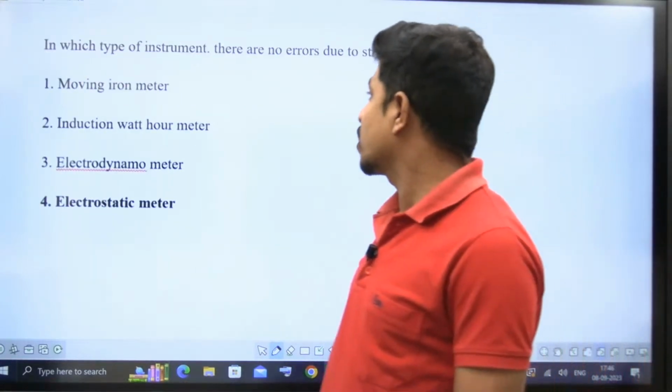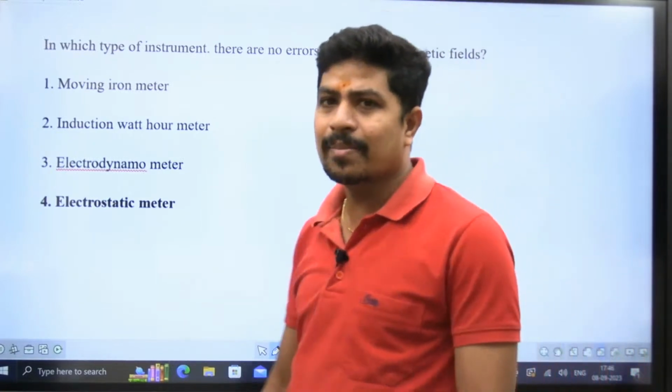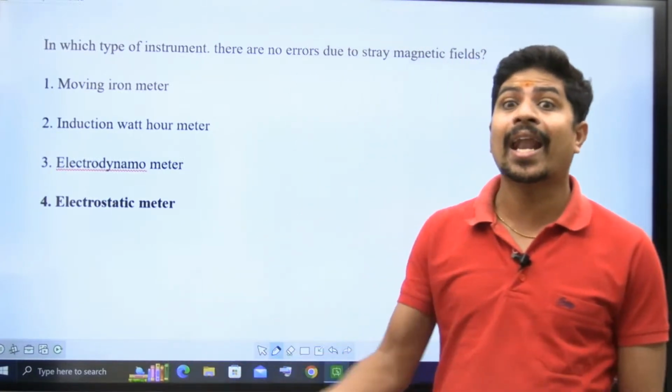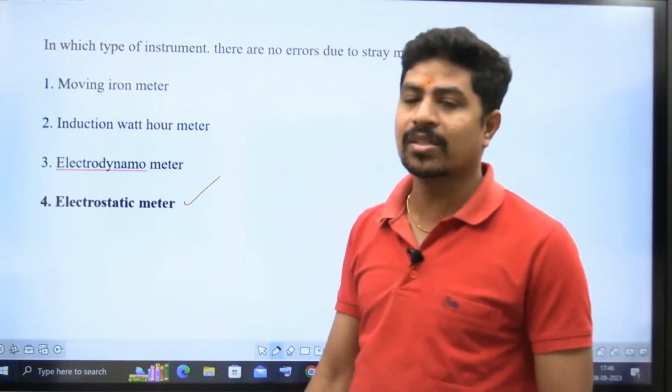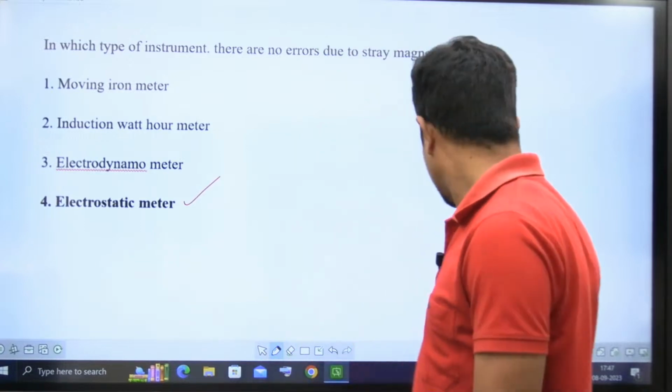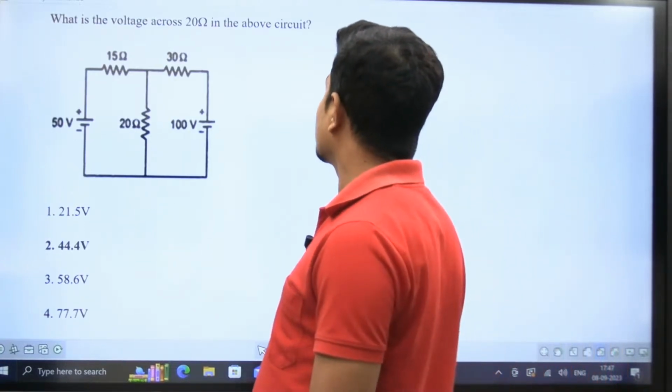In which of the following instruments are there no errors due to stray magnetic field? Say, magnetic field is not going to give any error in an electrostatic meter. Yes, the answer is electrostatic meter. It is unaffected by stray magnetic field, right? Next question. What is the voltage across 20 ohms in the above circuit?